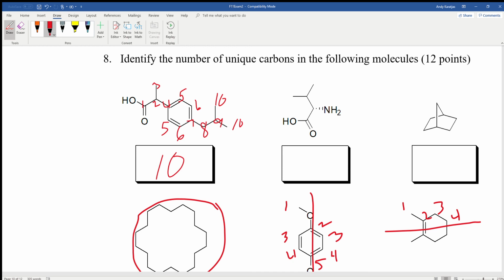This is very similar to the next molecule, where again the only equivalency we have are these 2 methyls.